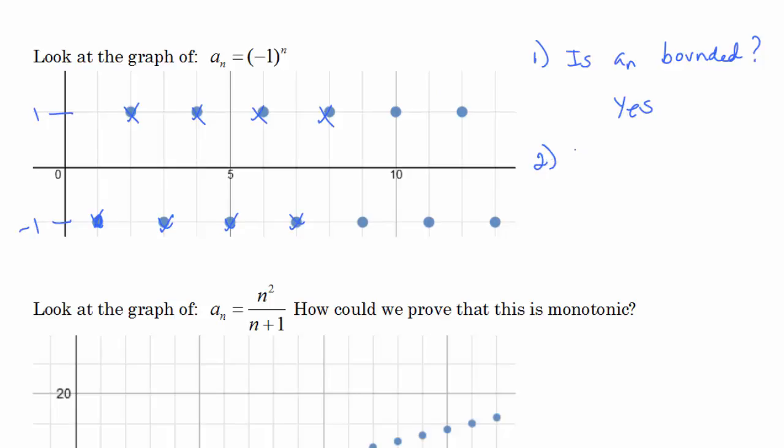The second question is, is a sub n monotonic? Remember, monotonic means non-decreasing or non-increasing. Well, this is not, because this goes up and then this goes down. This goes up, this goes down. That does not fit the definition. So no. And this also does not converge.